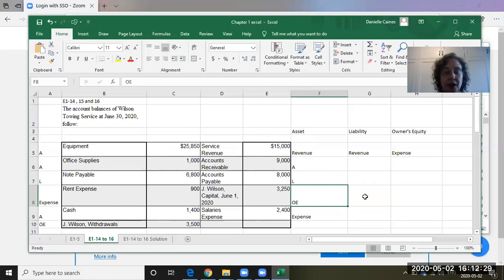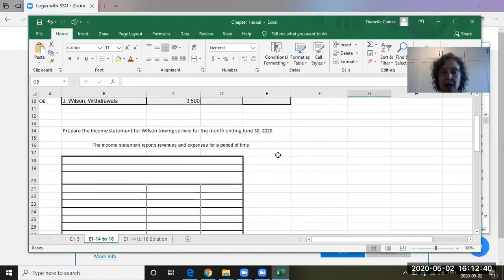So now that we know what they are, we can prepare our statements because we can pick out which accounts go on which statements. So let's look at the income statement first, and they have to go in this order, and you'll see why in a minute. The income statement has to be the first statement that you produce because we need to know the net income so that we can produce the next statement. So let's take a look at that in a minute. It says to prepare the statement for Wilson Towing Service for the month ending June 30th.